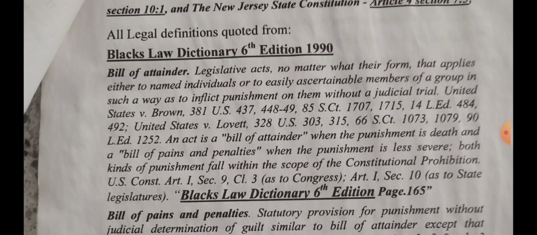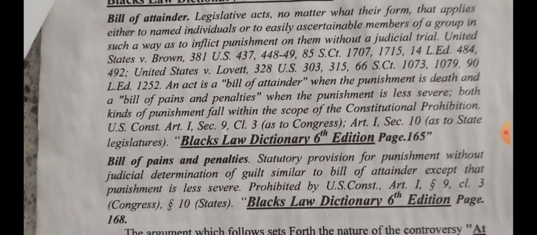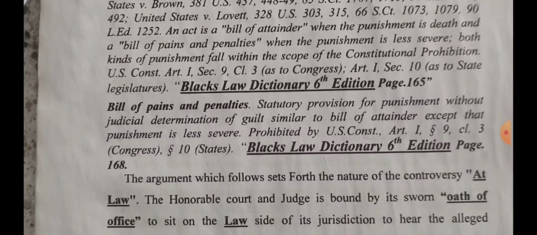An act is a bill of attainder when the punishment is death, and a bill of pains and penalties when the punishment is less severe. Both kinds of punishment fall within the scope of constitutional prohibition. U.S. Constitution, Article 1, Section 9, Clause 3, as to Congress; Article 1, Section 10, as to state legislators. Black's Law Dictionary, 6th edition, page 165. Bill of Pains and Penalties: statutory provisions for punishment without judicial determination of guilt, similar to the Bill of Attainder, except that the punishment is less severe. Prohibited by the United States Constitution, Article 1, Section 9, Clause 3, as to Congress, and Section 10, as to states. Black's Law Dictionary, 6th edition, page 168.